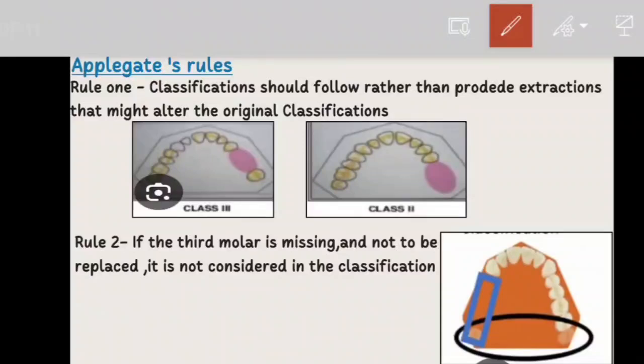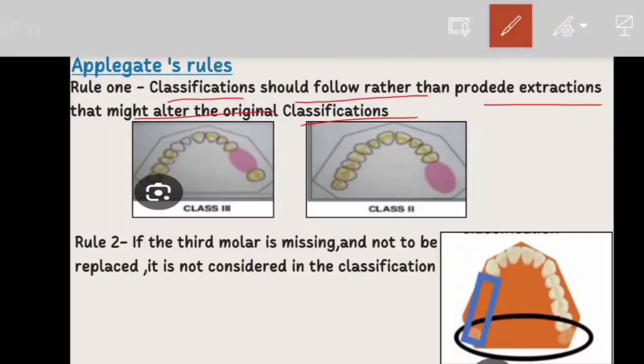Now the Applegate rules, which is very important for the exam. So let's understand Applegate rules, which modify the Kennedy classification. Rule number 1: classification should follow rather than precede extraction that might alter the original classification. So what does it tell? It tells the classification should be done after the extraction, not before.